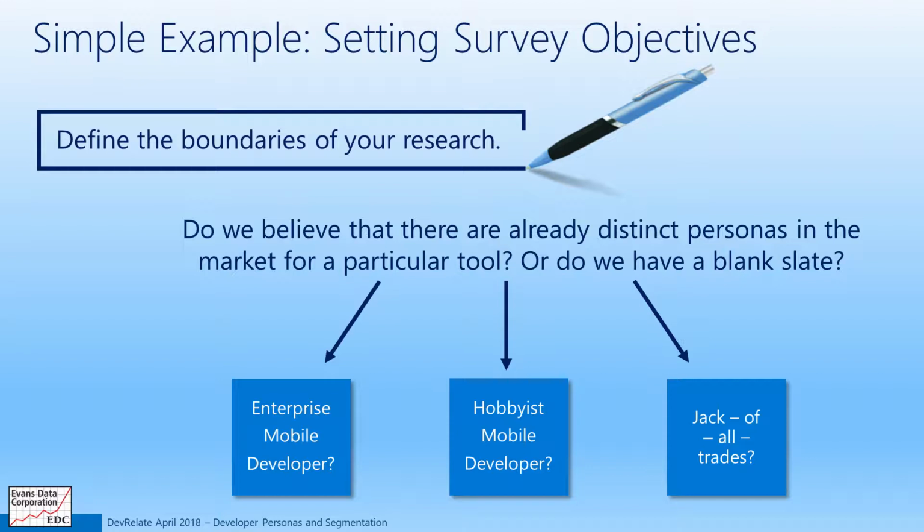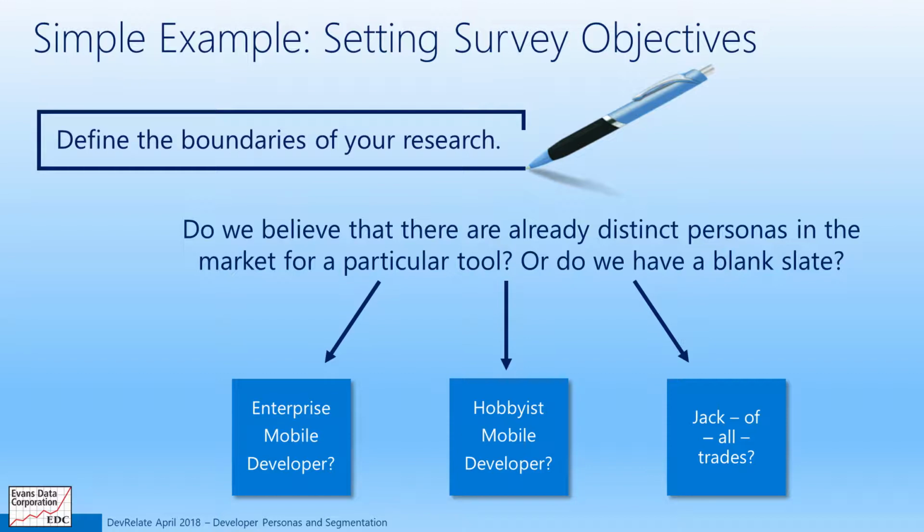As an example, we'll take you through a very simple persona exercise. Again, we start with a hypothesis that we develop with our clients. The first thing we have to do is define the boundaries of our research. We can't say all developers are our target market. Maybe all developers are your target market, but that's a very large cookie to bite to target the entire developer population. But maybe if your tool or your community is a very particular community with distinct characteristics, there are distinct personas in the market for your particular tool.